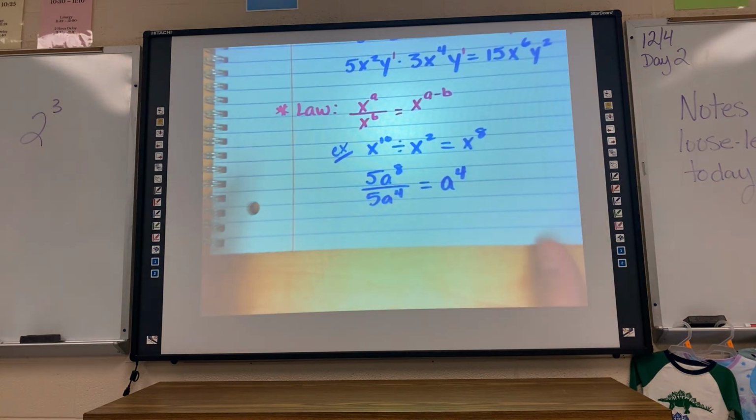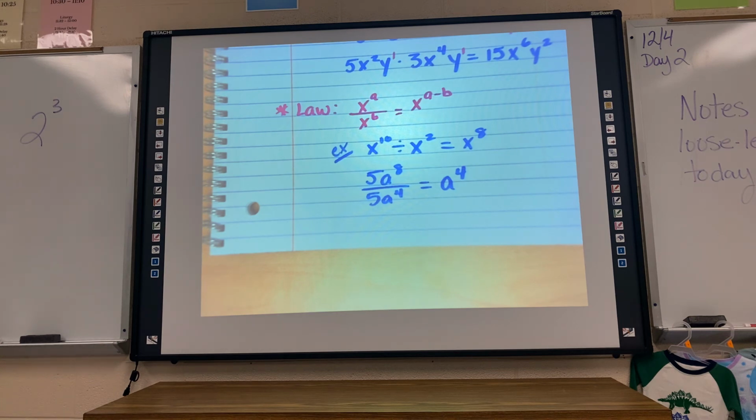Questions so far? Yes. If it were like 5a to the 4th divided by 5a to the 8th, and there's a negative exponent, would you have to move it to the... Yes, so negative exponents, remember, we don't want negative exponents. So wherever a negative exponent ends up, whether it's in the numerator or the denominator, you move it to the other side of the fraction, and then that exponent becomes positive. Yeah, so that's one of the negative laws.